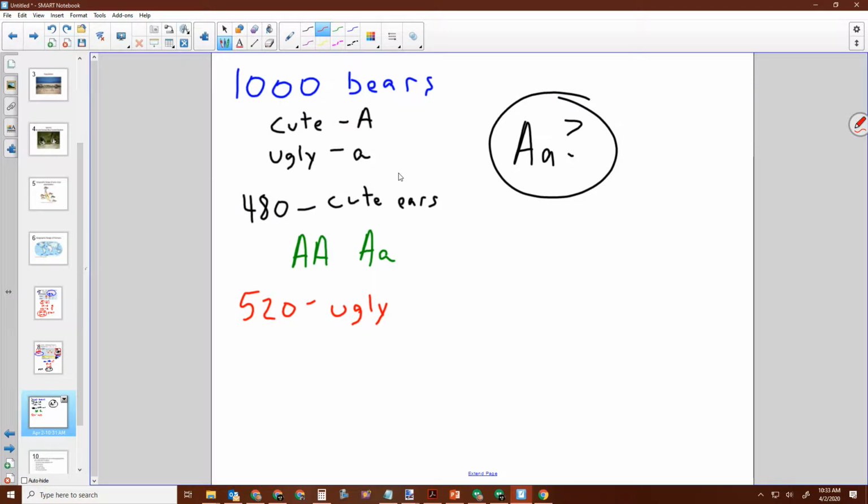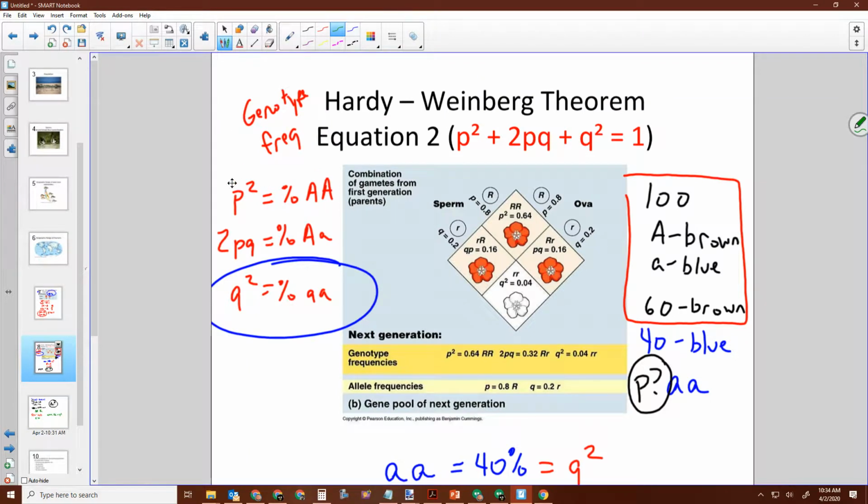And I know that the only possible genotype for ugly ears is little a. All right. And so that means that the percentage of ugly ears in the population is 0.52. Where did I get 0.52? Well, I divided 520 by 1,000. I'm not going to put that in a calculator, nor should you have to. But if you have to, that's okay. We won't tell. And the percentage of homozygous recessive in a population is equal to Q squared. How do I know that? Because I'm given that information.